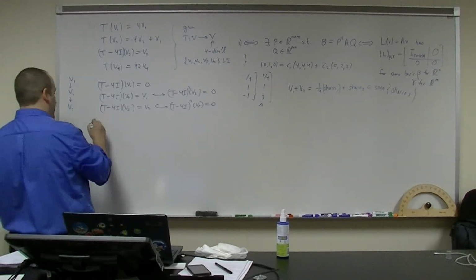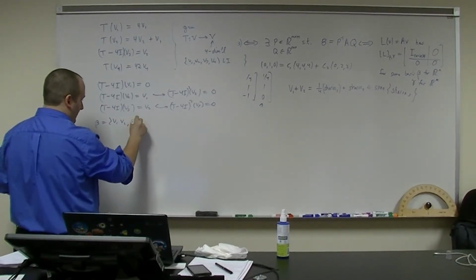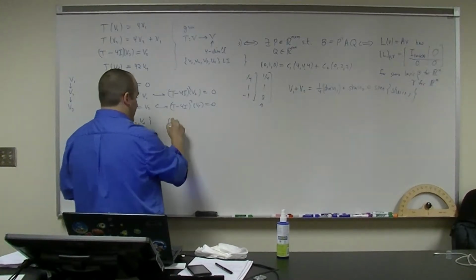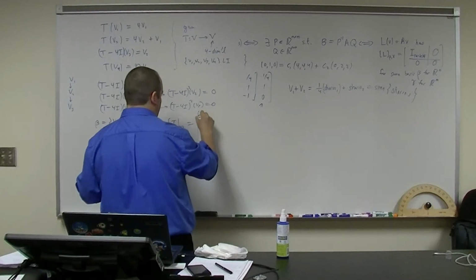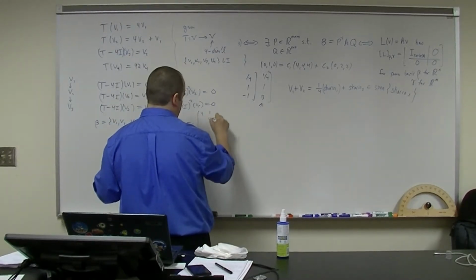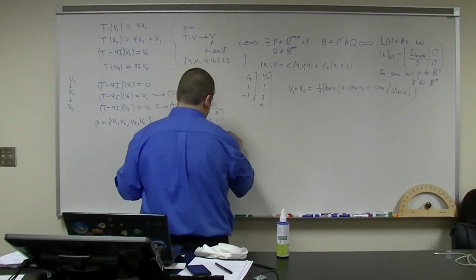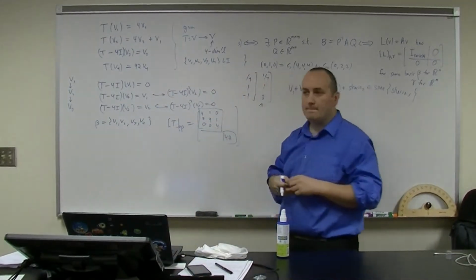So if I let beta equal V1, V2, V3, V4, an eigenbasis, a Jordan basis rather, then the matrix of T with respect to beta would be what? 4, 4, 4, 1, 1, 0, 0, 0, 0, and then 42. Zeros elsewhere.